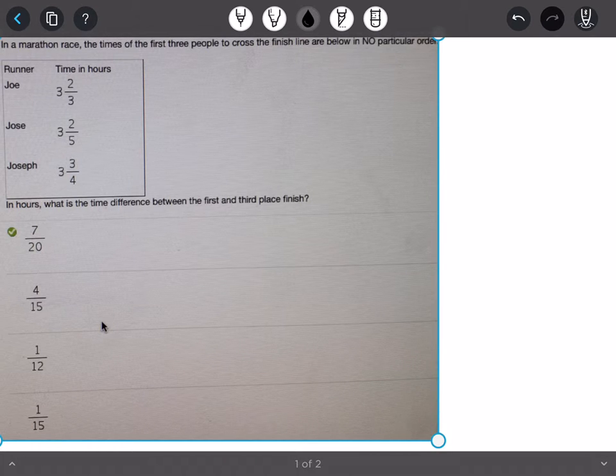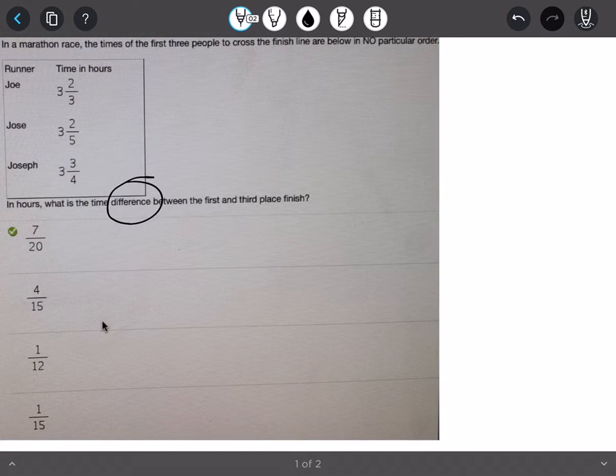All right, so we gotta subtract. That's what the word difference is. And we gotta figure out who's the first and who was the third. There's several different ways you can figure this out. You can go into decimals and figure out which one's larger. You can do comparing of fractions. Since it's not too difficult to turn these into decimals, I'm just going to go ahead and use that route.